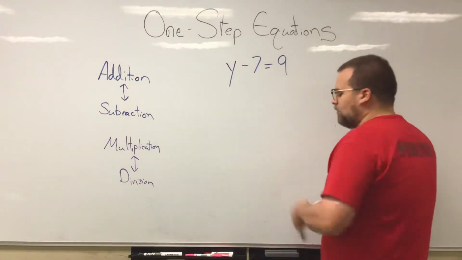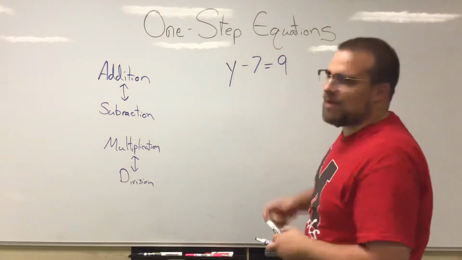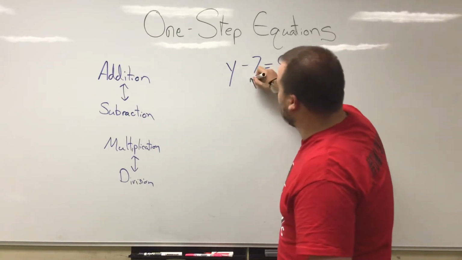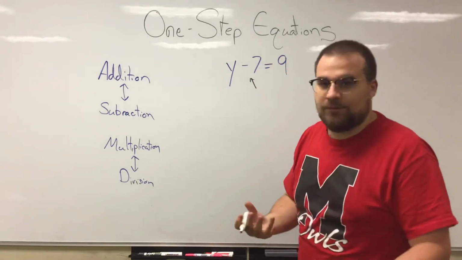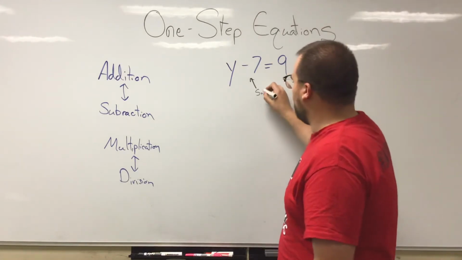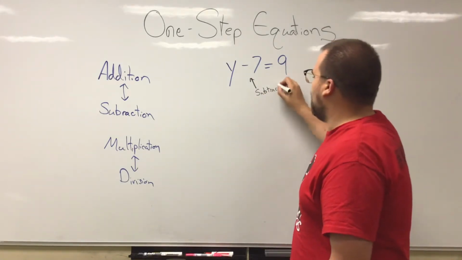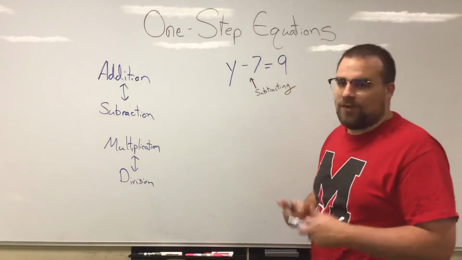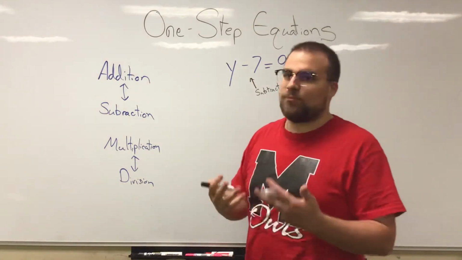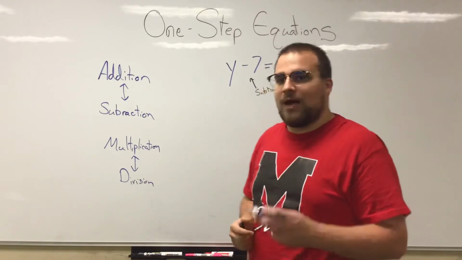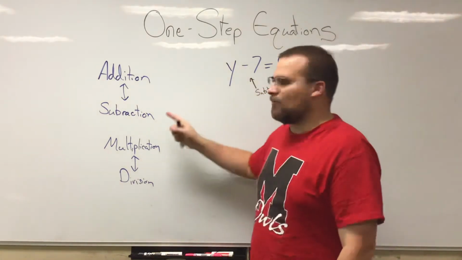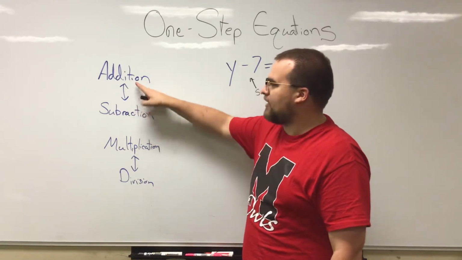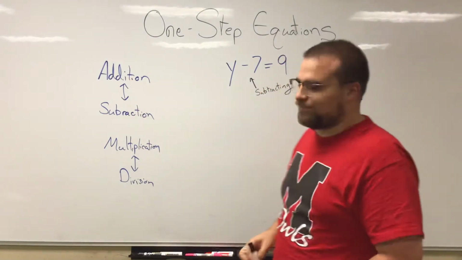The only thing with the y right now is this minus 7. So I want to identify what operation is this doing? What is that 7 doing? Well, it's subtracting, right? It's being taken away from the y. So once I know what that other number or other term with my variable is doing, I can identify how to get rid of it. Since it's subtracting, my inverse operation is addition.